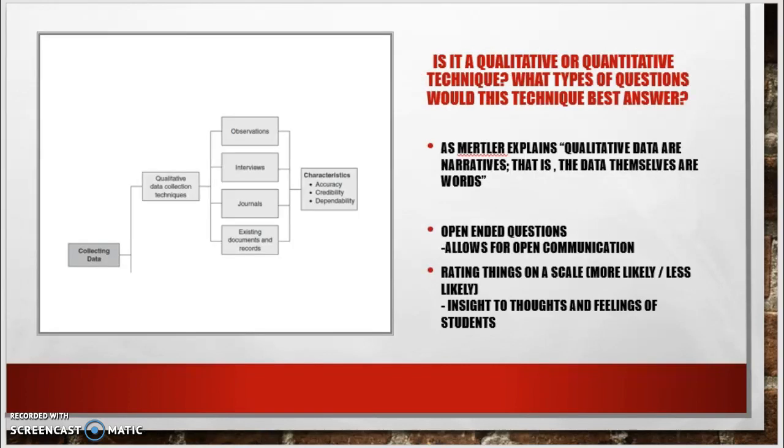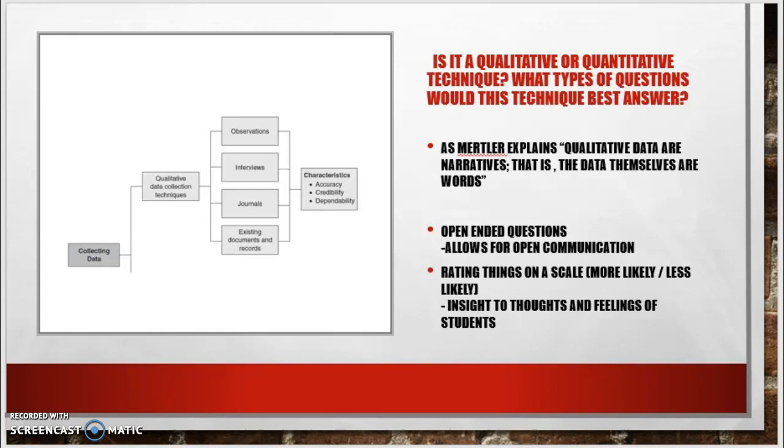And I know this picture is small, but I snipped it from the article that we read. Is it a qualitative or quantitative technique, and what types of questions would this technique best answer? So it is qualitative, there on the picture. And qualitative data are narratives, that is, the data themselves are the words. And what types of questions would this technique best answer?